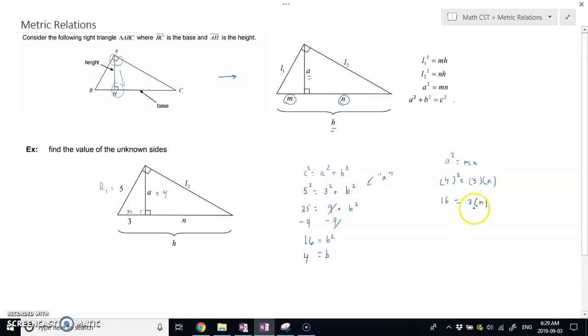Now 3 hugged up against N, that's multiplying, so the opposite is dividing. So I'm going to write N equals 16 divided by 3. It's going to be a decimal, and that's okay. 5.33. I'm just going to always keep 2 decimals for these things. Okay. And that's great.